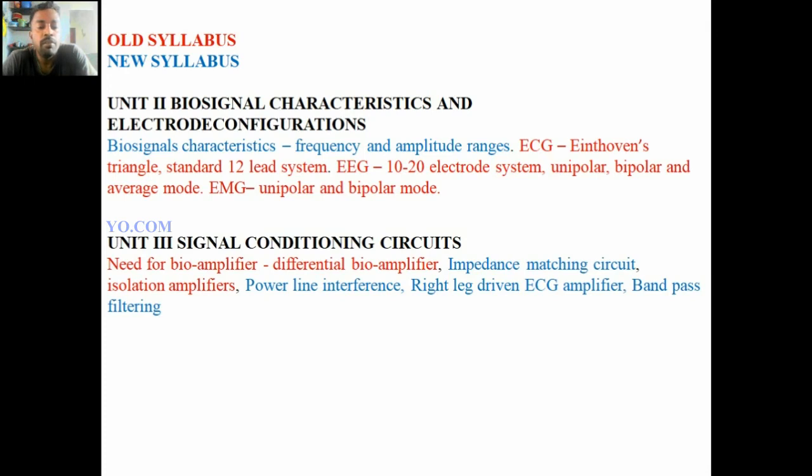Okay, so from the old topics, that is differential bioamplifier, isolation amplifier, need for bioamplifier. Need for bioamplifier is a very important 2-mark question. Okay, then differential bioamplifier is a 13-mark question. Isolation amplifier is also a 13-mark question. Isolation amplifier has 3 different types: transformer isolation, capacitor isolation, and optical isolation. Okay, so these 3 are very important. So isolation amplifier can be expected as a 13-mark question.